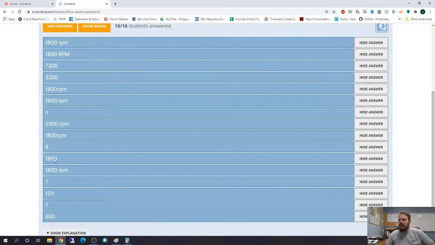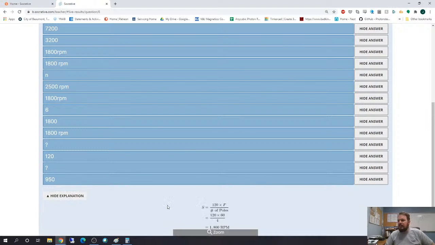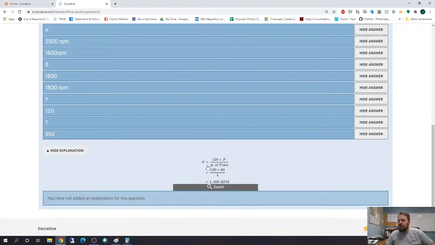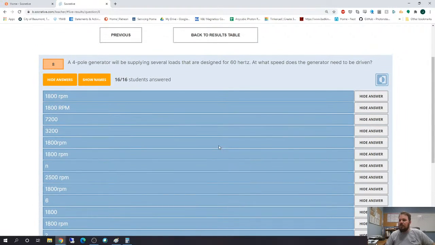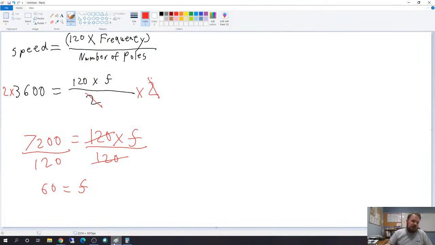The answer is 1,800 RPM on this one, and I did show an explanation. Here is that formula, and you can see they plugged in the numbers and got the RPM. I will work that in Paint. Just give me a second.